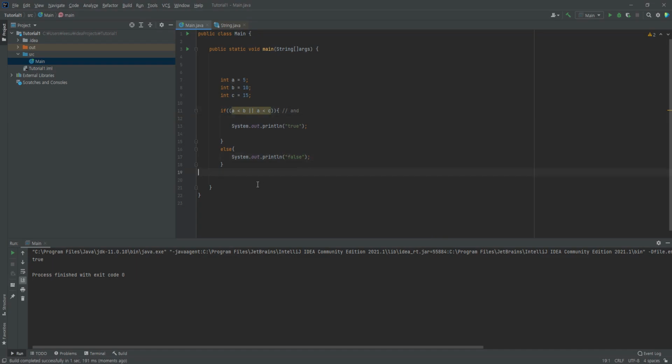Okay, so I hope you guys understood a lot from the operators. These were the most basic arithmetic and conditional operators.